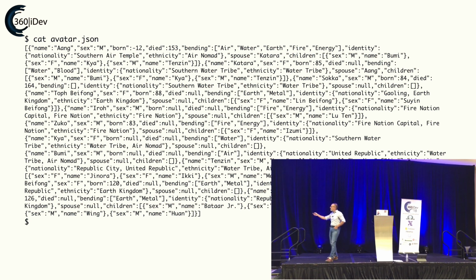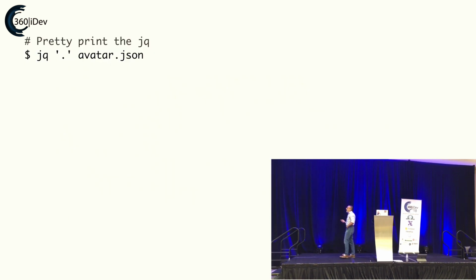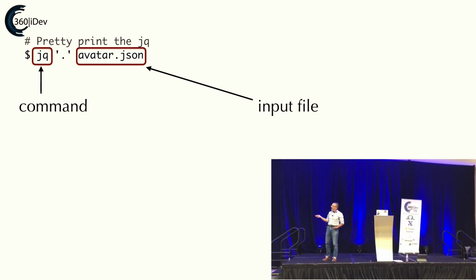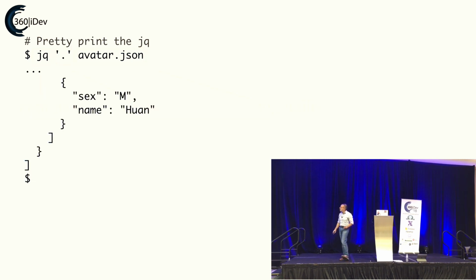So this is my JSON file. I downloaded this file and I'm going to use jq. jq, the command, and there's an input file, avatar.json. In the middle, I have something called dot. Dot is the program that I want jq to run. It's known as the filter. It's the simplest filter that is available in jq. It does absolutely nothing other than print the JSON. When I do this on the avatar.json file that I showed you, this is what I get.